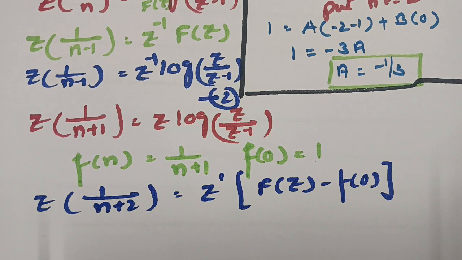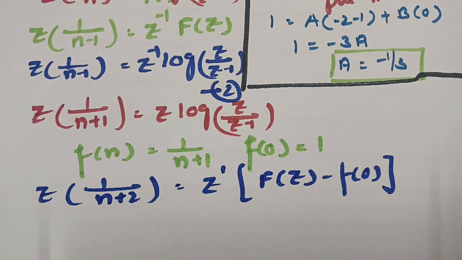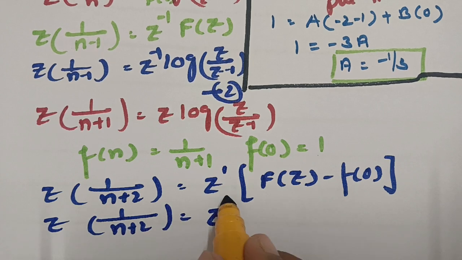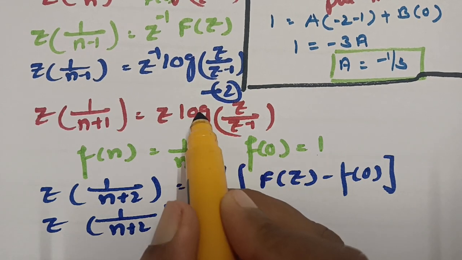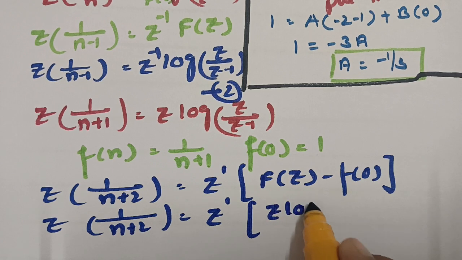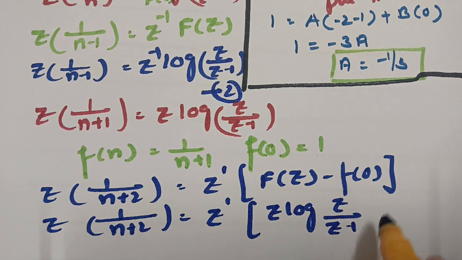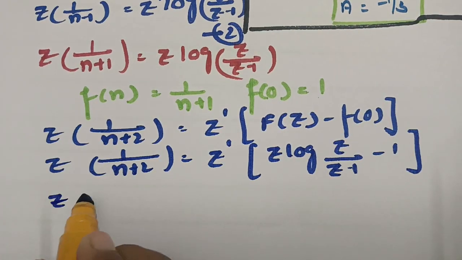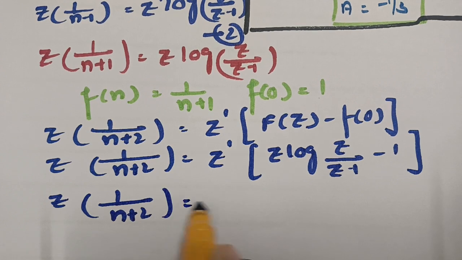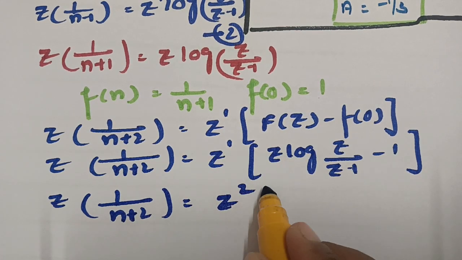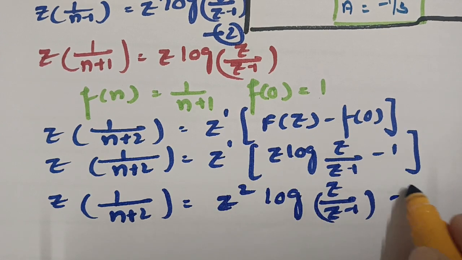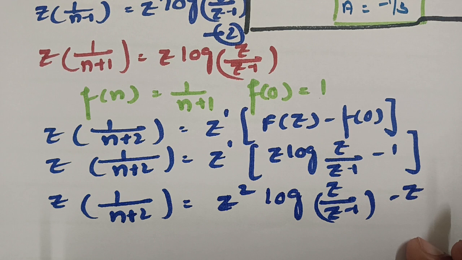If I substitute everything here, then Z transform of 1 by (n plus 2) is equal to z power 1 times f of z. F of z is nothing but z into log of z by (z minus 1). And what is f of 0? This is 1. So our Z transform of 1 by (n plus 2) is equal to z square log of z by (z minus 1), and again if I multiply, the value here is minus z.